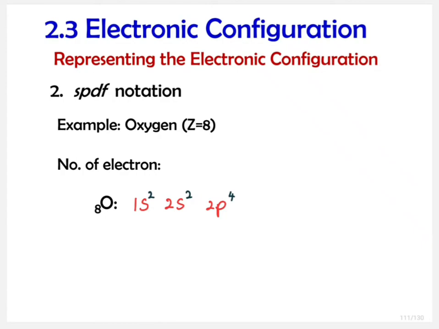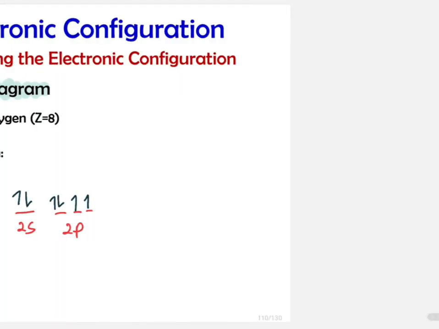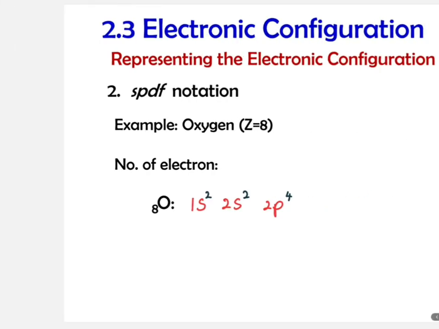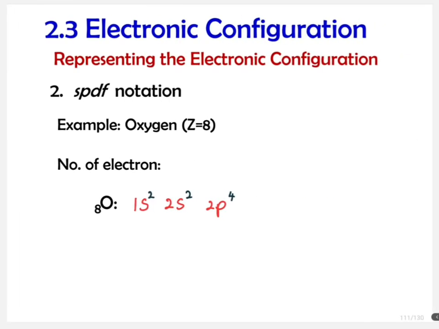Quite simple if we compare to this orbital diagram. Okay, jadi orbital diagram awak kena tunjuk arrow to represent the electron. spdf notation, elektron itu kita guna nombor tu saja. Okay, contoh. Kalau saya ada 5 elektron. Okay, so contoh saya ada elemen A with 5 elektron.